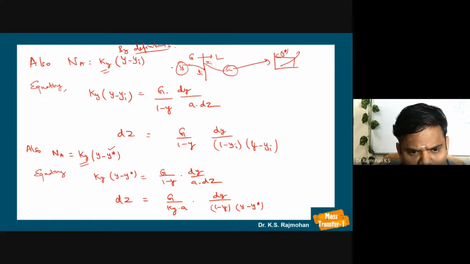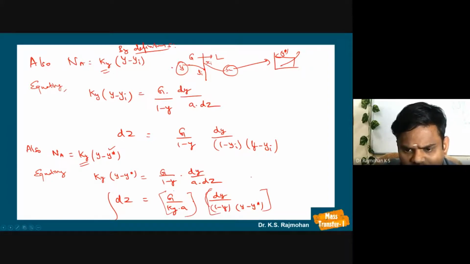So we can write Ky into y minus y star is equal to G by a into dy by dz. So in this we can replace to write what is dz. Integrating dz, we will get the height of the packed tower. So this term is our height of transfer units, and this term is our number of transfer units.